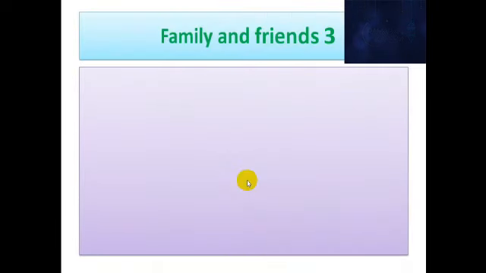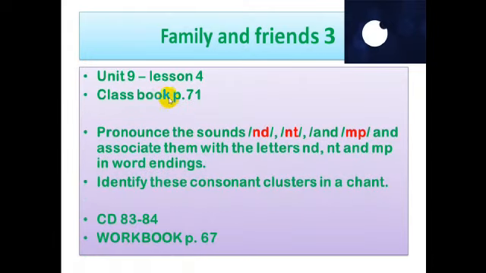Today our lesson is very interesting and easy. Unit 9, Lesson 4. Open your class book on page 71. We are going to pronounce the sounds and associate them with the letters ND, NT, and MP in word endings. That means the sounds come in word endings. They don't come in the beginning or in the middle of the word. And we are going to identify these consonant clusters in a chant.